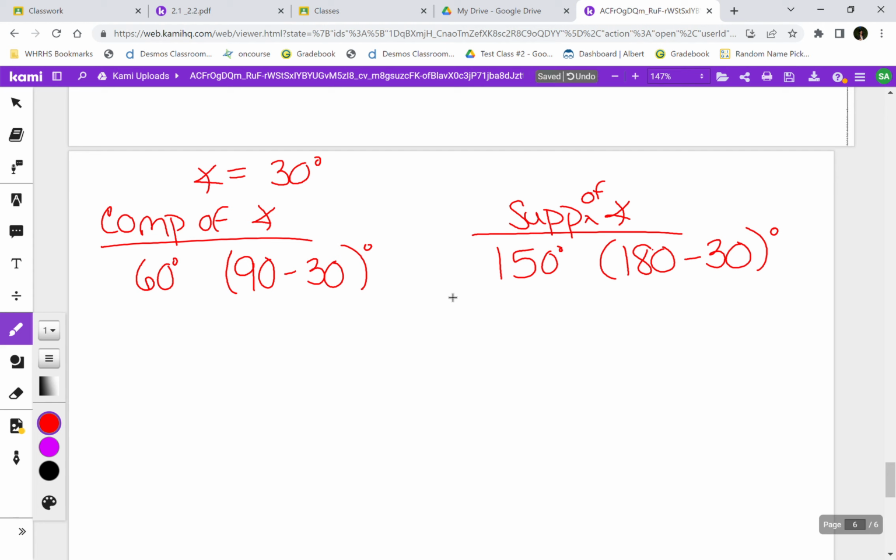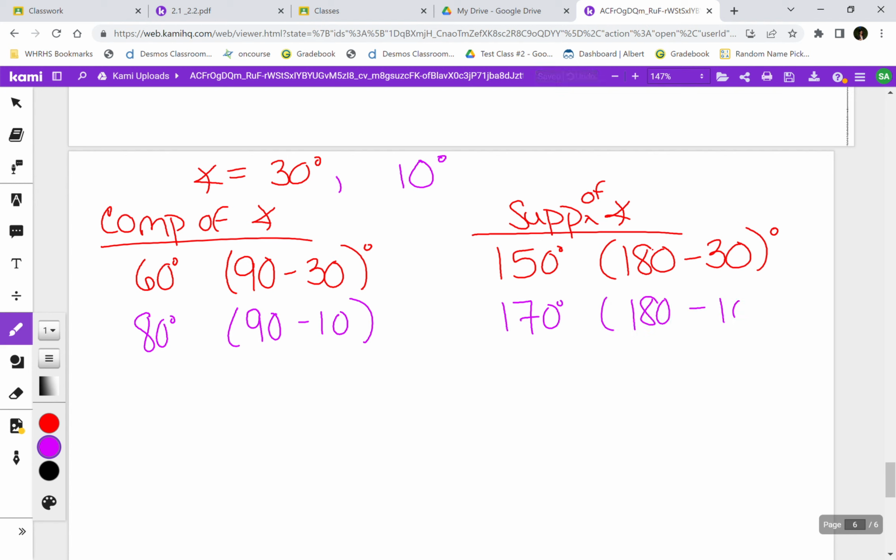Okay, now let's say the angle is 10 degrees. What's the complement of the 10-degree angle? Connor? 80. What'd you do? 90 minus 10. All right, what about the supplement of that 10-degree angle? Noah? 170. What'd you do? 180 minus 10. All right, let's go ahead and now say the angle is x.